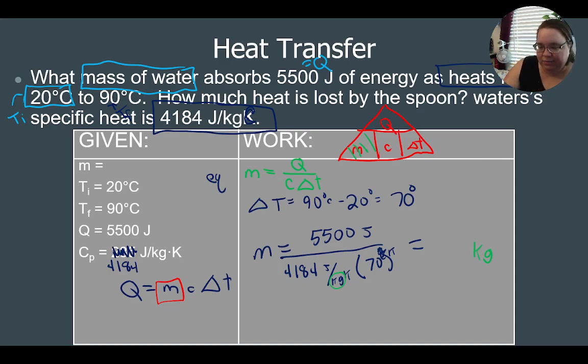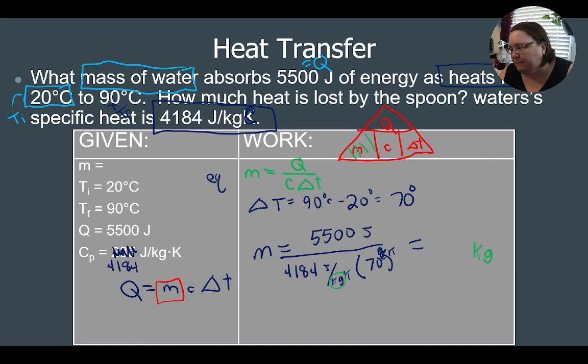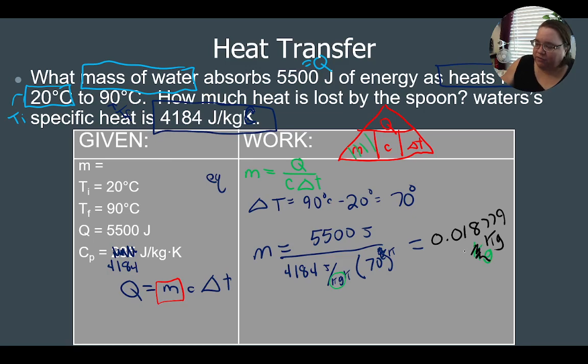Handy dandy calculator, plug it in. And my calculator gives me, the screen is not showing up too well, so let me switch to black. It gives me 0.018779 kilograms. So I've told y'all a general rule of thumb, give me 2 numbers after the decimal, but this is kind of a tiny number, so give me more than 2 numbers after the decimal. 3 or 4 is fine. You could have put 0.019 and I would have been okay, but don't put just 0.02. You're losing too much by only giving me 2 numbers.